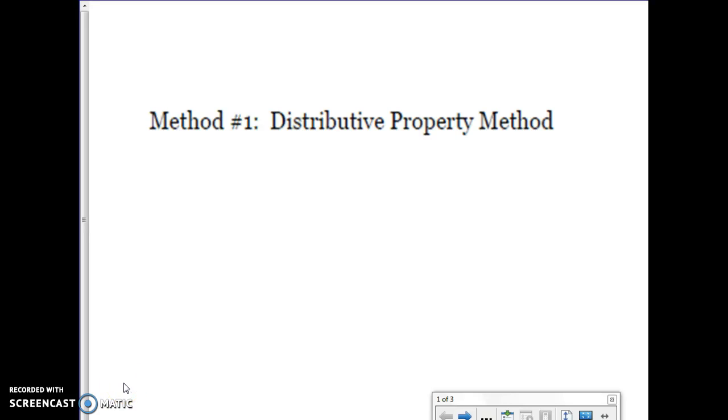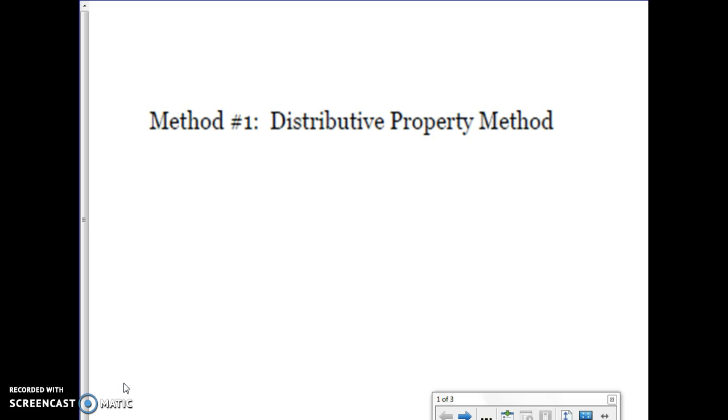Okay, guys, today we're going to look at three different ways for me to multiply polynomials. We just finished a second ago looking at adding and subtracting polynomials, so we're going to be combining that now with multiplication. And the first method that we're going to do is using the distributive property method.